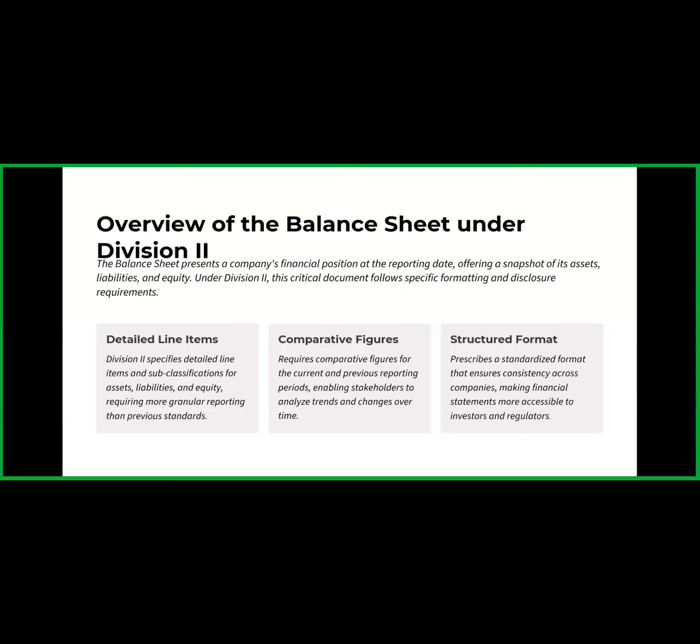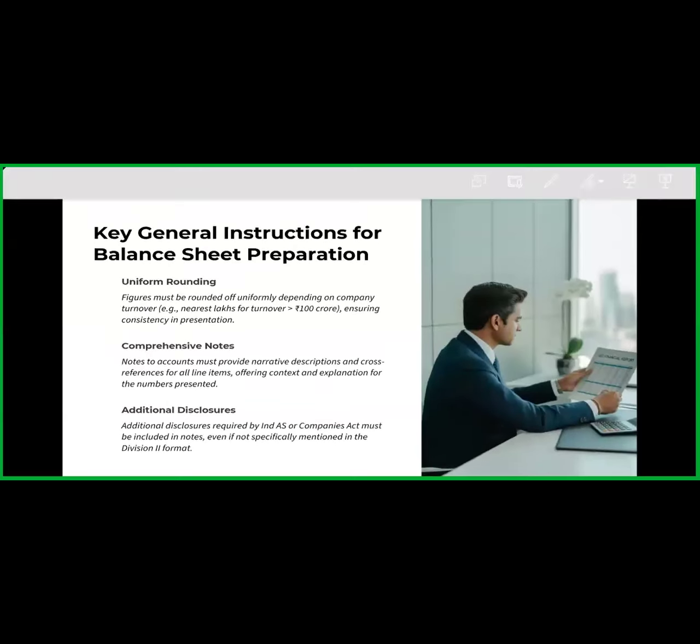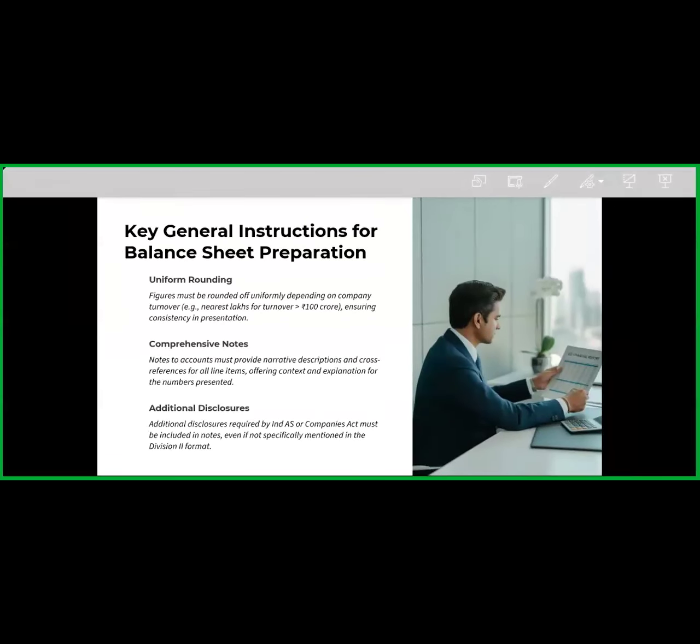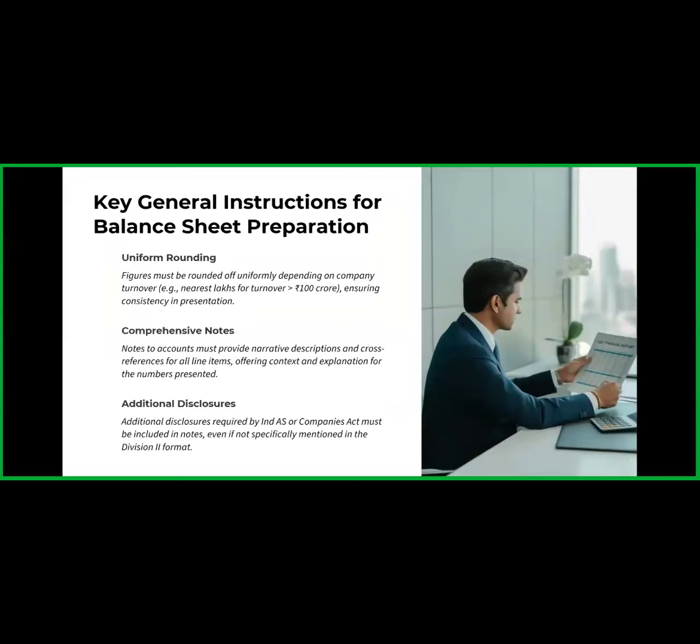This makes financial statements more accessible to investors and the regulators, because financial information is very essential to take different decisions. That's why the government wants easy accessibility to financial information, because on that basis the different stakeholders take decisions. So what are the general instructions given by the government in the Companies Amendment Act 2015? That is the uniform rounding. What does the government want? The government wants uniform rounding.